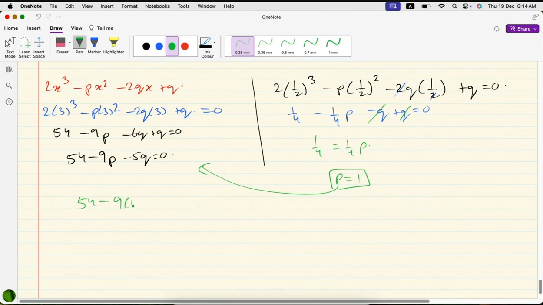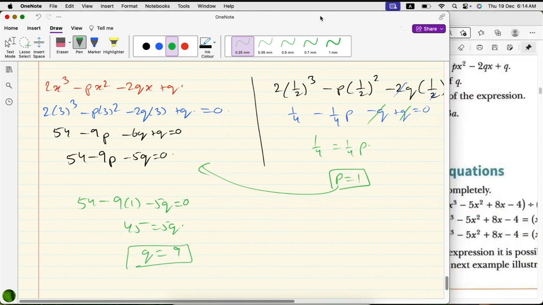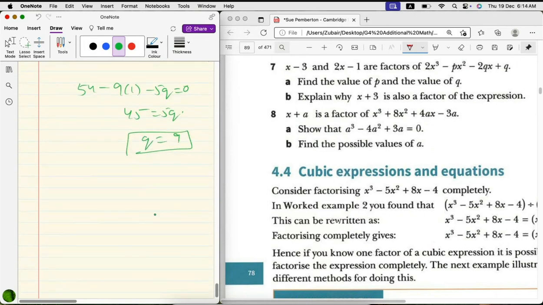54 minus 9 into 1 minus 5q. 54 minus 9 is 45, which is equal to 5q. Q is equal to 9. So p is 1 and q is 9. For the B part, I'm rewriting it: 2x cube, where p is 1 and q is 9.